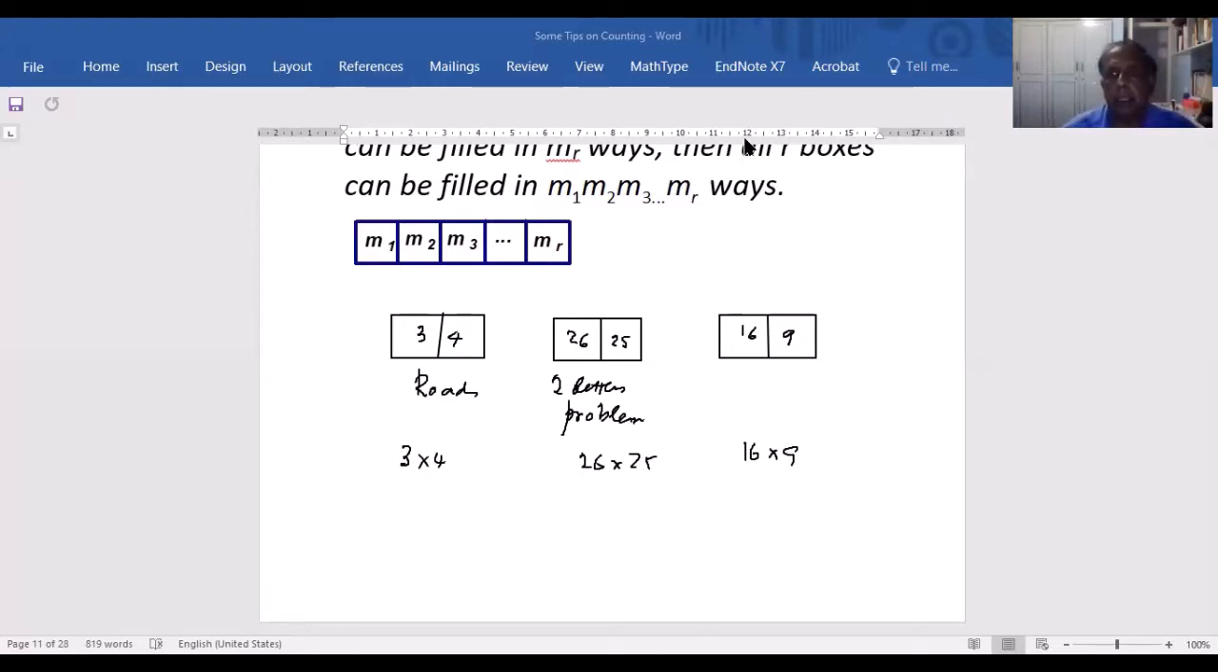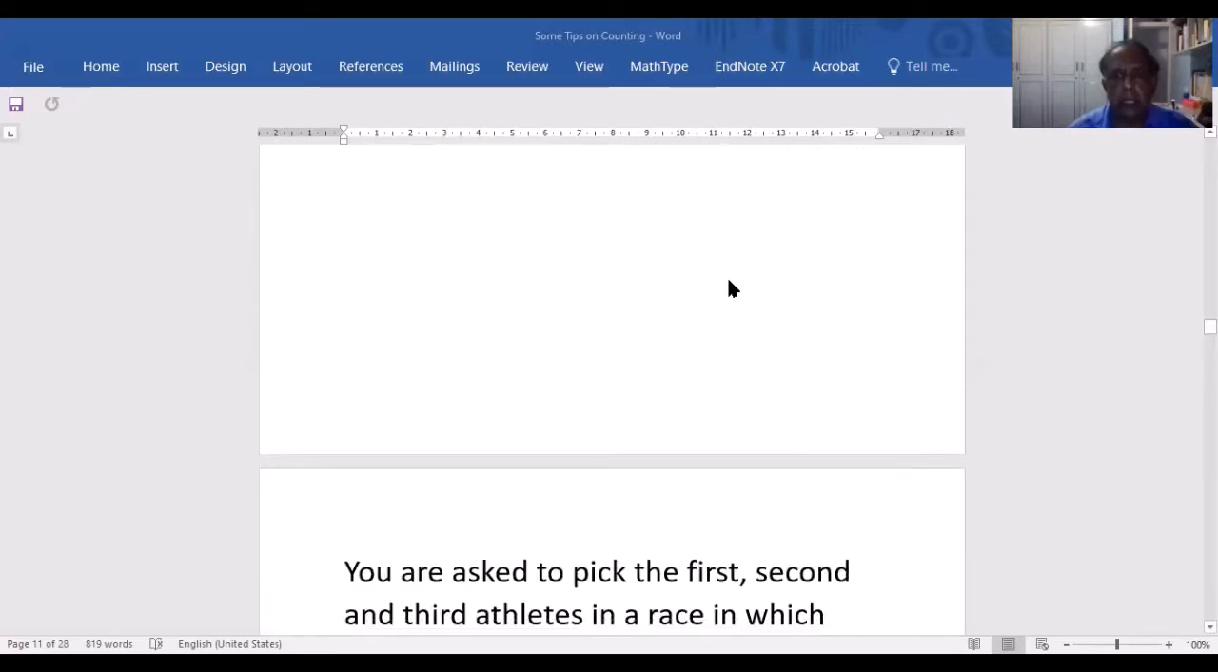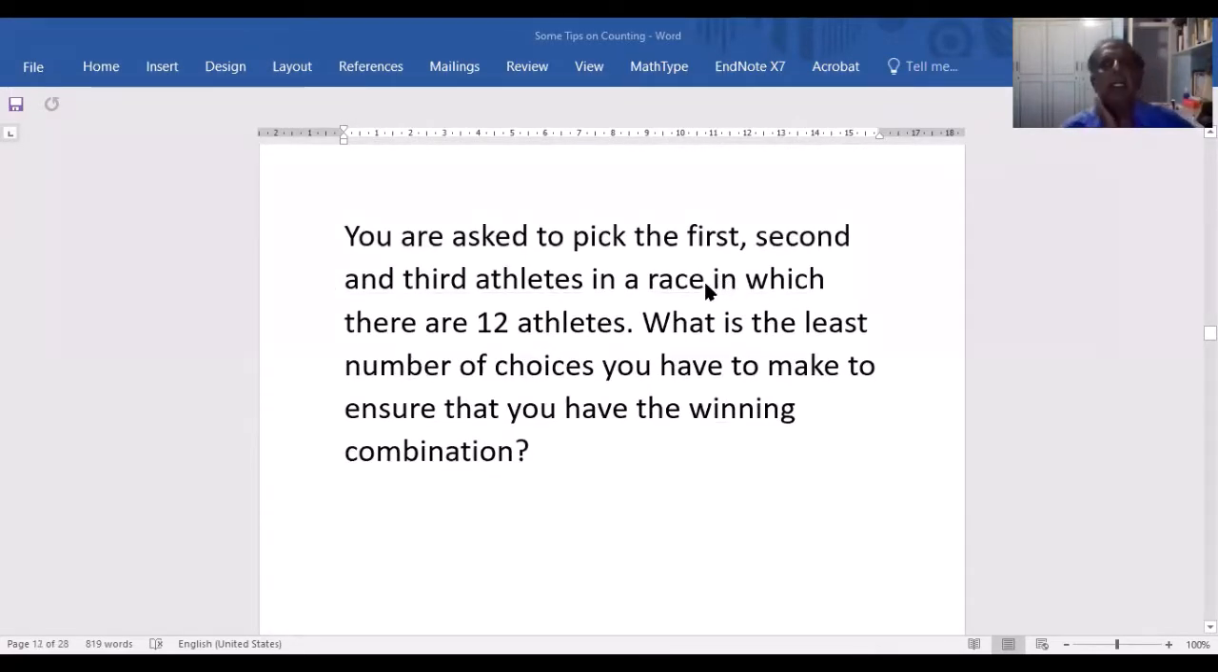Okay, so let's get on to see whether there are any other applications. So look at this. You are asked to pick the first, second and third athletes in a race in which there are 12 athletes. All right, so you want to pick the first, second and the third. What is the least number of choices you have to make to ensure that you have the winning combination? So this time you have to choose the first, the second and the third. You've got 12 athletes altogether.